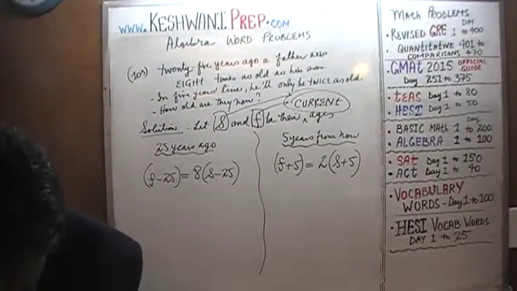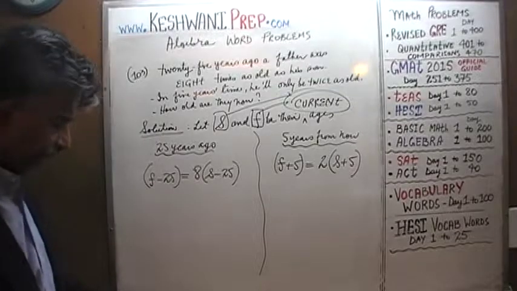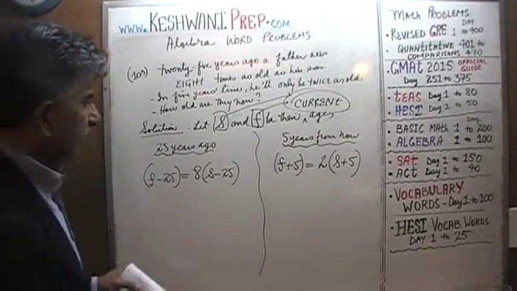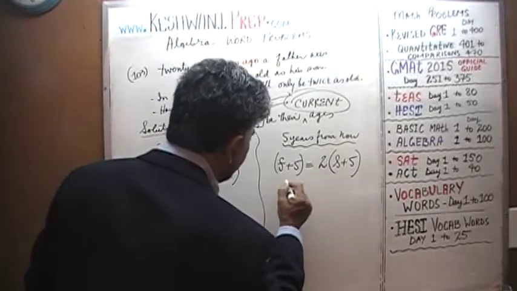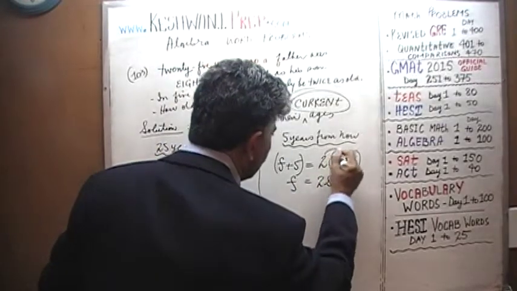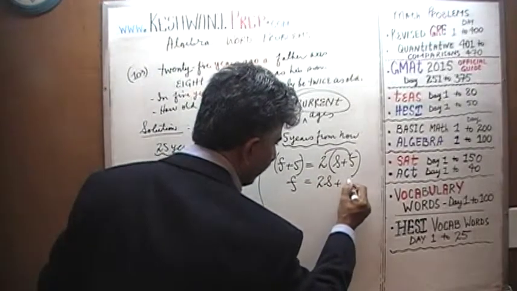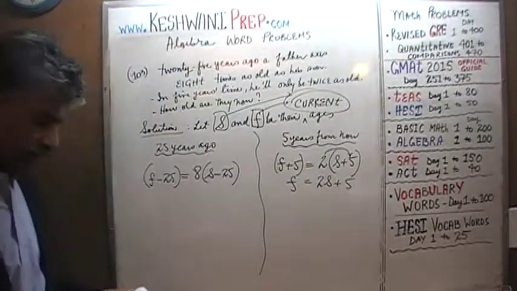The rest is downhill. The rest is very easy. Let's work on it, shall we? Bring the 5 to that side. So we end up with f equals 2s plus 2 times 5, which is 10. And then you bring the 5 to that side. 10 minus 5 is just going to be 5. I'm not going to show all these steps.